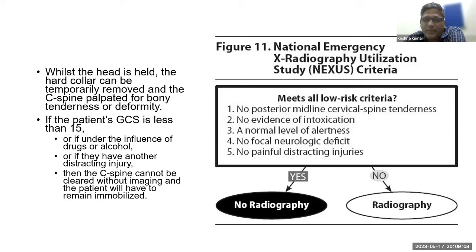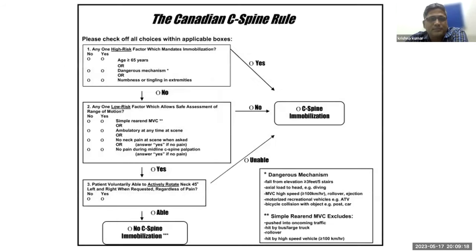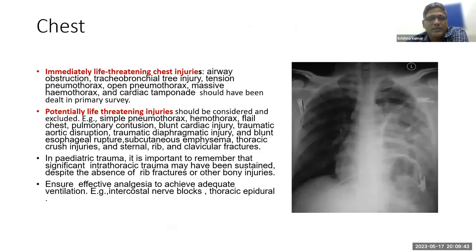If all these five criteria are met, then the patient doesn't require any X-ray, radiography or CT scan. And if any one of them is present, the patient needs to be evaluated by imaging. Similarly, the Canadian C-spine rule says a similar thing. It includes the age and the type of mechanism of injury, whether it is a dangerous mechanism, whether the patient was sitting restrained in a motor vehicle accident, or whether the patient is voluntarily able to rotate the neck. They ask the patient to rotate. If the patient is not able to do it, then the patient requires C-spine stabilization.